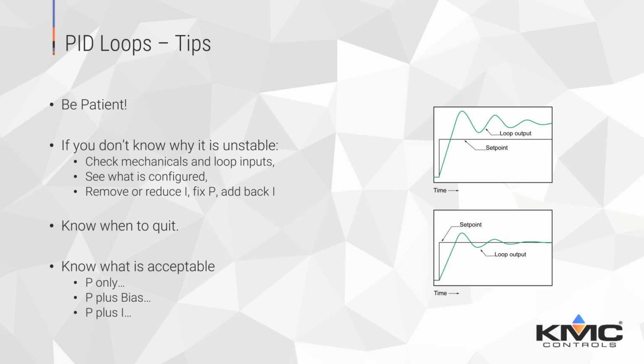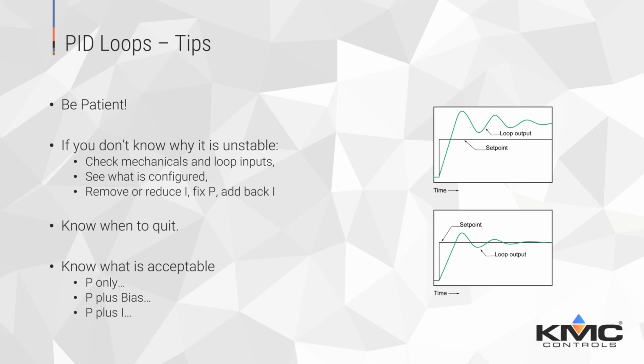The third bullet, a good piece of advice, is know when to quit. We can all sit on that bucket and tune loops forever. Know what's acceptable. If I'm at room temperature and I can get it to a half degree, I'm sure we can tune it more, but we're going to reach a point of diminishing returns. So know when to quit, or know when to stop tuning, is generally good advice.